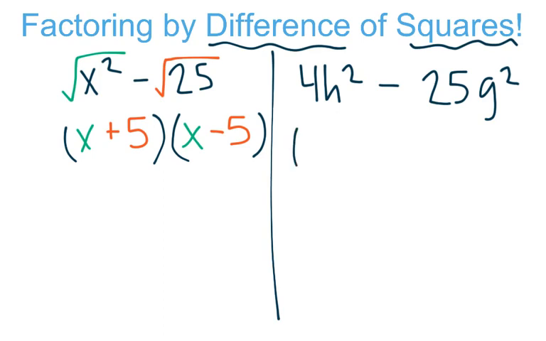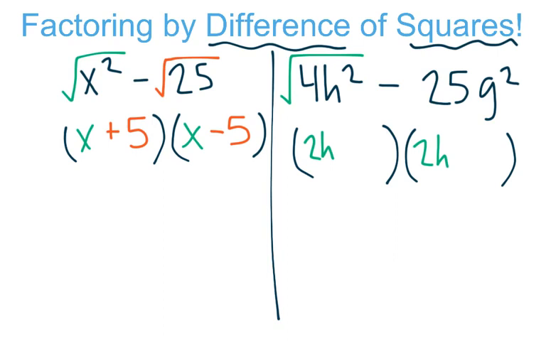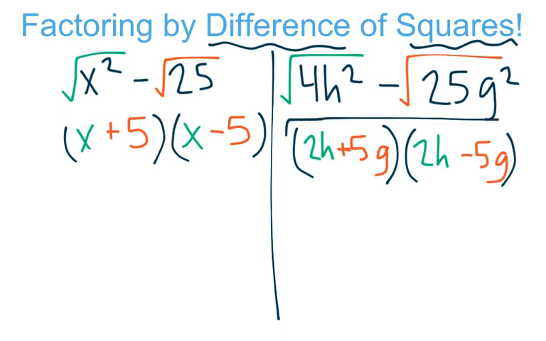So let's set up our factors. I've got this, one on the left, one on the right. Let's take the square root of the first part. I have 4h squared. Well, the square root of 4 is 2, and the square root of h squared is just h. All right, in the next part, we're looking at the square root of 25g squared. The square root of 25 is 5, and the square root of g squared is g. So we've got 5g here. Finally, make one positive or one plus, make one minus. And that would be our factored version of that polynomial.